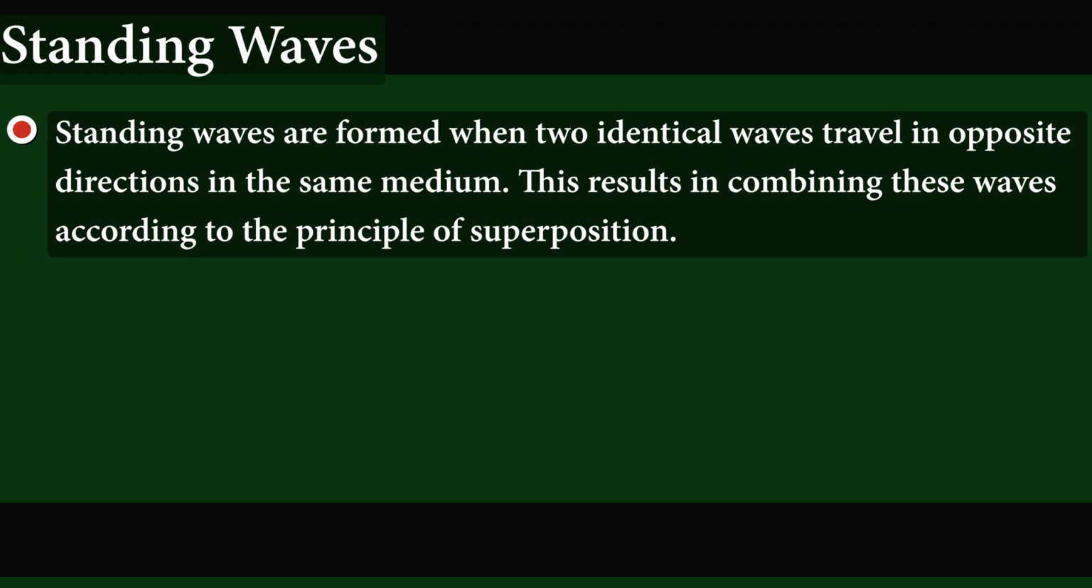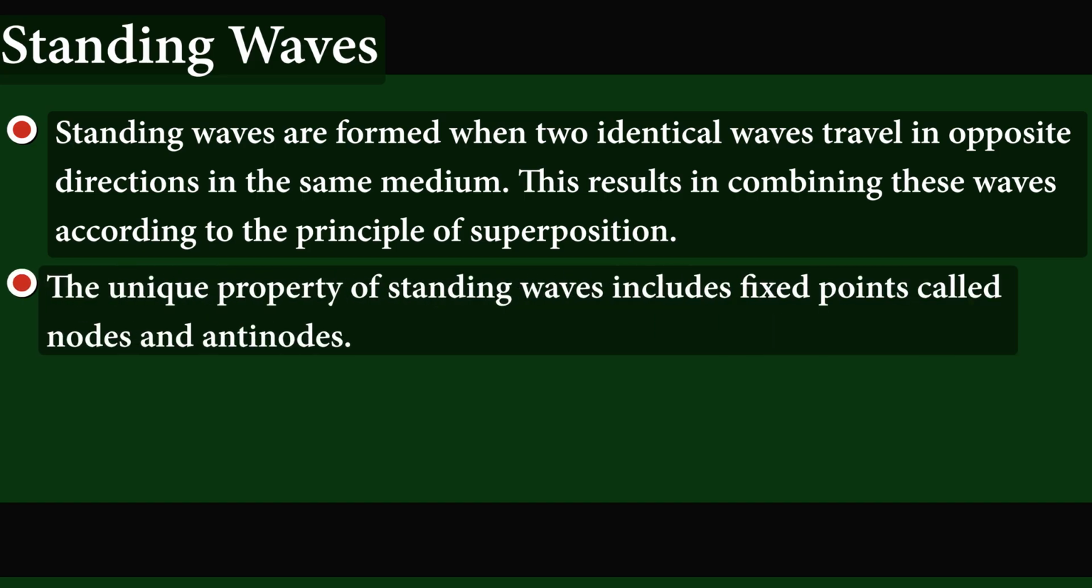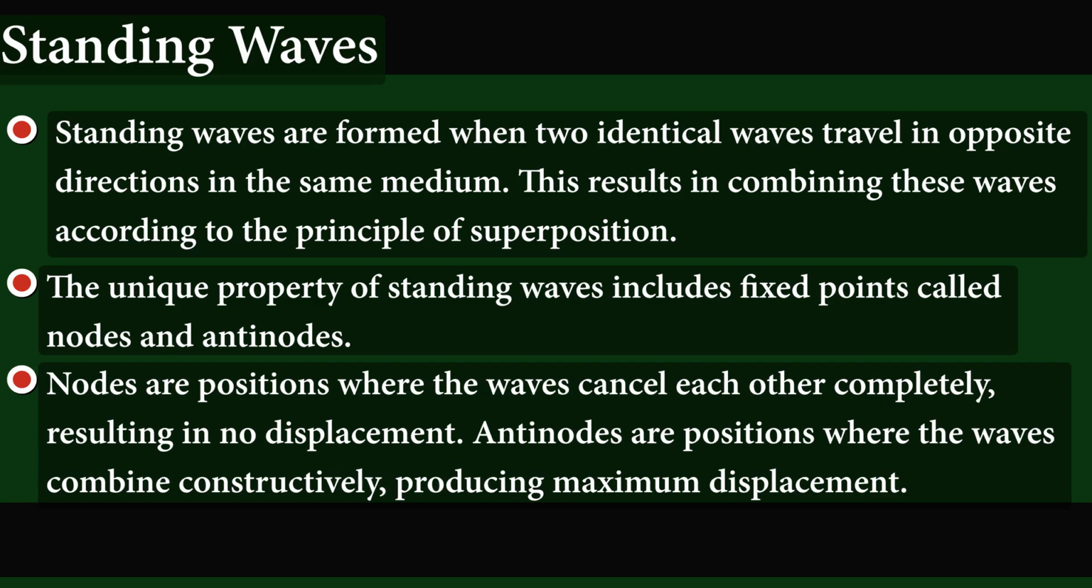Theory. Standing waves are formed when two identical waves travel in opposite directions in the same medium. This results in combining these waves according to the principle of superposition. The unique properties of standing waves include fixed points called nodes and antinodes. Nodes are positions where the waves cancel each other completely, resulting in no displacement. Antinodes are positions where the waves combine constructively, producing maximum displacement.